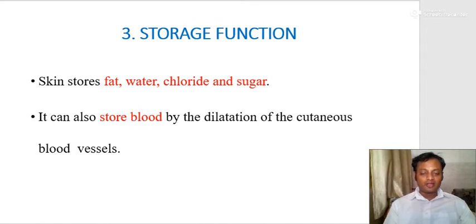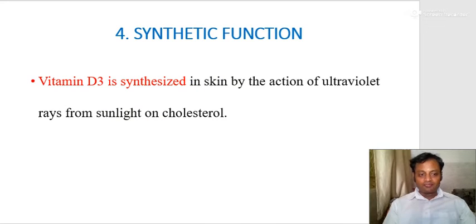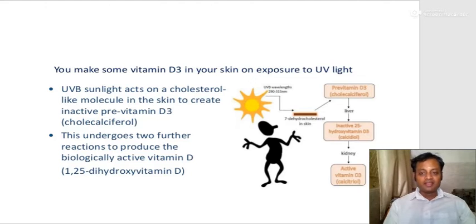Next, number three, storage function. You know what is storage? Skin stores water, chloride, sugar, and blood is also stored in the cutaneous blood vessels of the skin, right? Next, number four is synthetic function. What is synthetic function? Vitamin D3, that is calciferol, is synthesized or produced by the skin when the skin is exposed to the UV light, ultraviolet light from the sun. Okay, so it is a very important vitamin. Vitamin D3 is a very important vitamin.